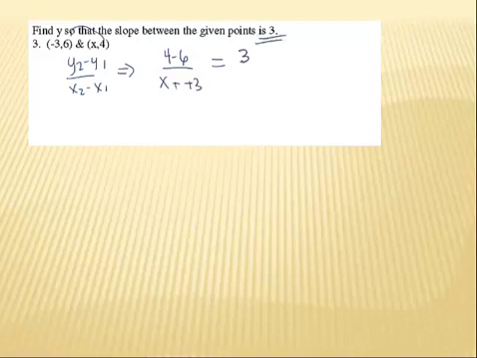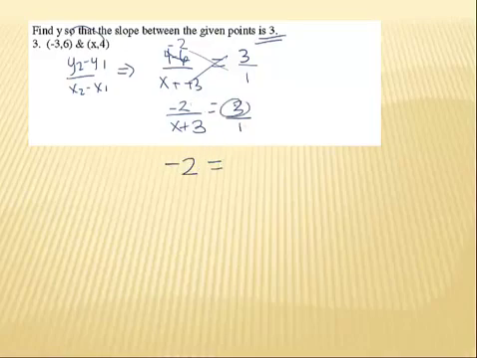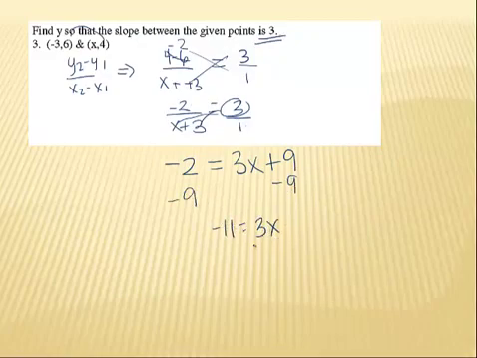So we're going to put that on the other side of the equal sign now, and then we're just going to cross multiply. So 4 minus 6 is really a negative 2. So here's my problem. Negative 2 times 1 is negative 2. 3 times x and 3 times 3. And then we're just going to go through and solve, and go ahead and divide by 3. So our x is negative 11/3.